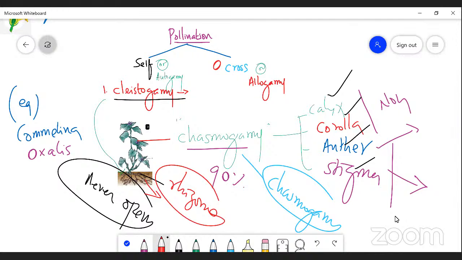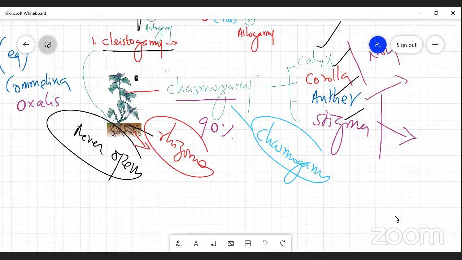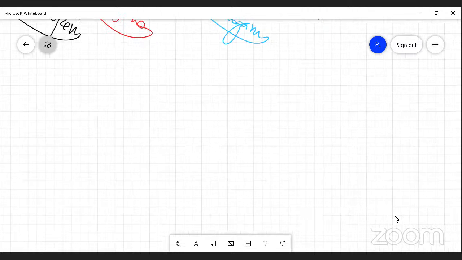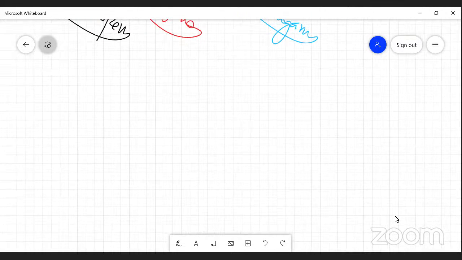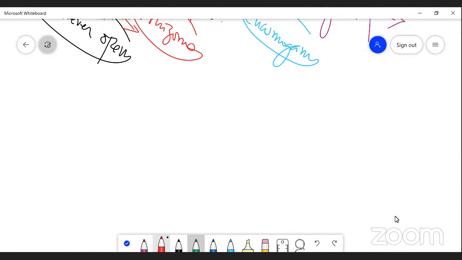Next we pass on to homogamy. I'm talking about the second category of self pollination, that is a homogamous flower.